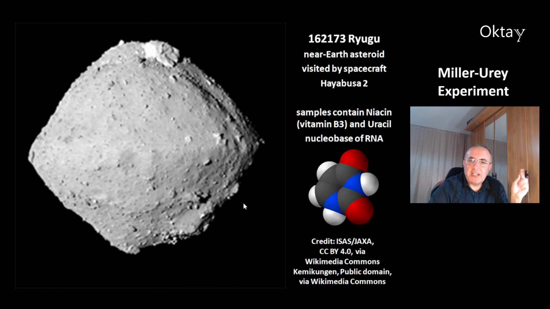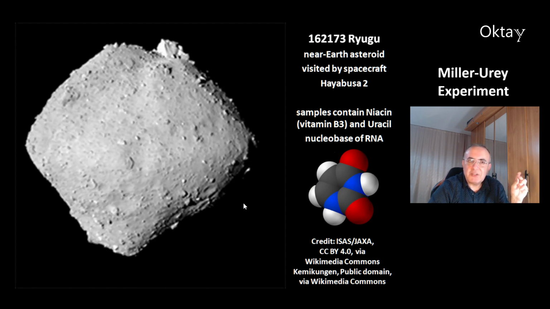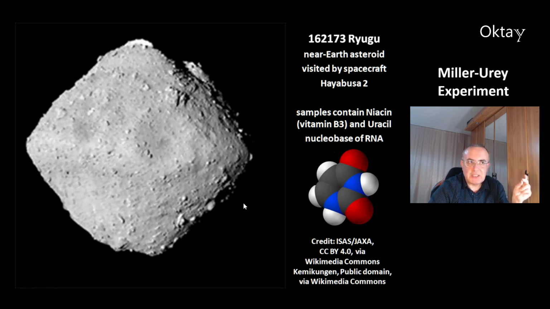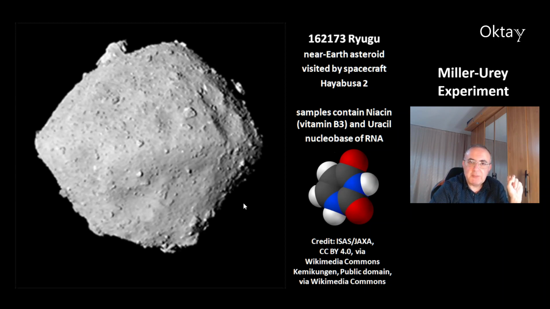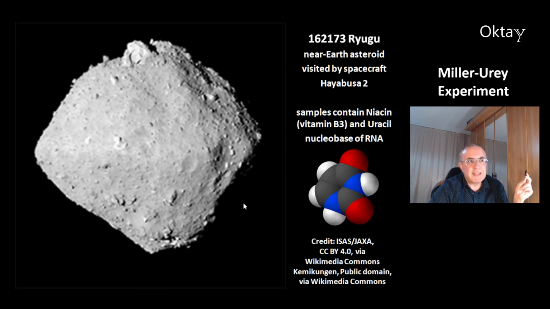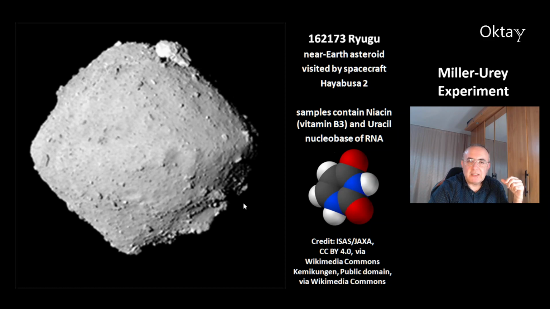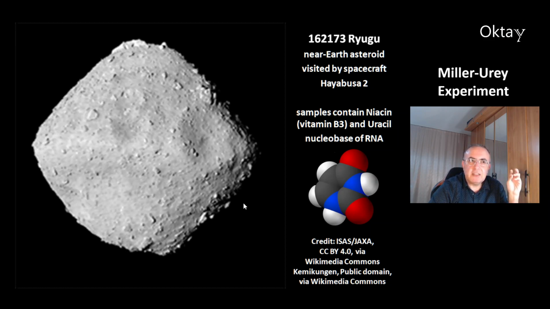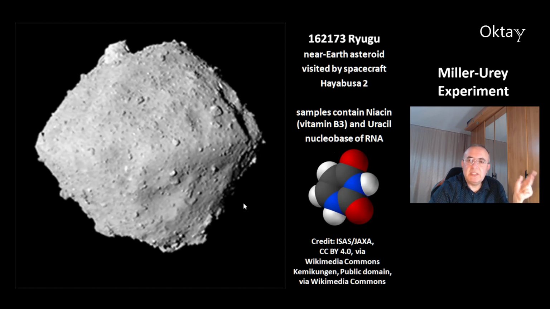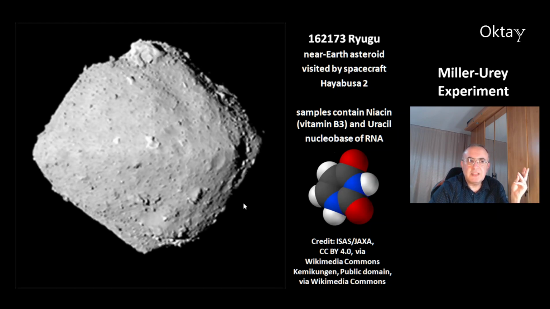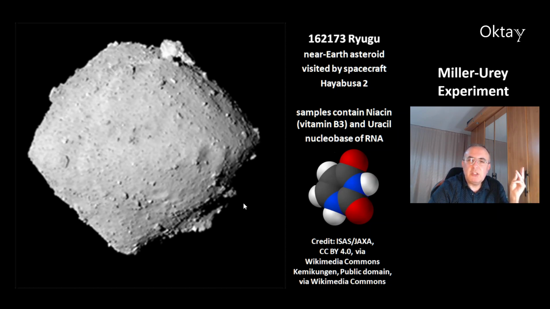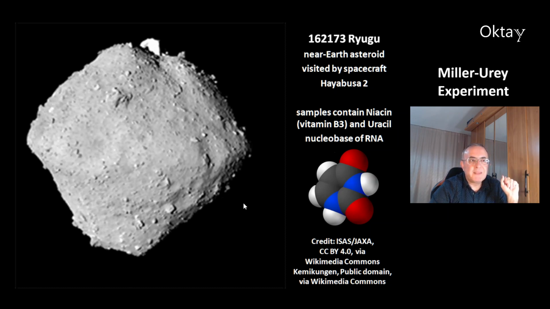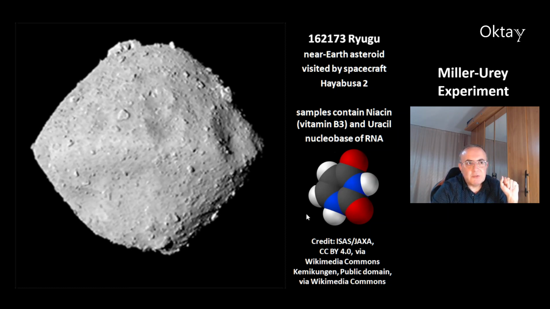This was a big surprise from the near-Earth asteroid Ryugu 162173. It was visited by the Japanese spacecraft Hayabusa 2. The spacecraft brought back samples from Ryugu, and those samples contained niacin, which is vitamin B3, and uracil, which is one of the 4 nucleobases of RNA.